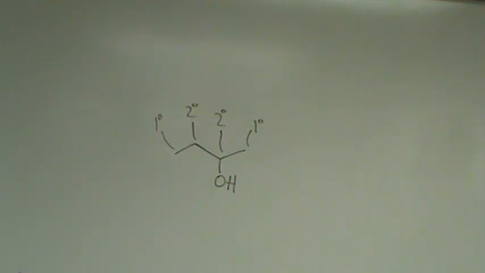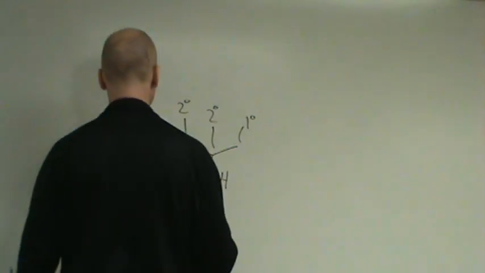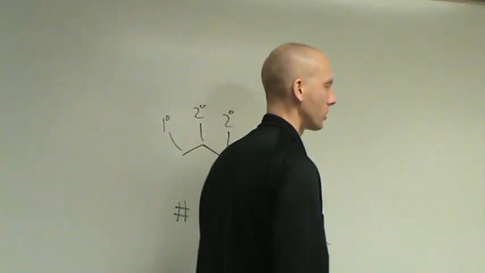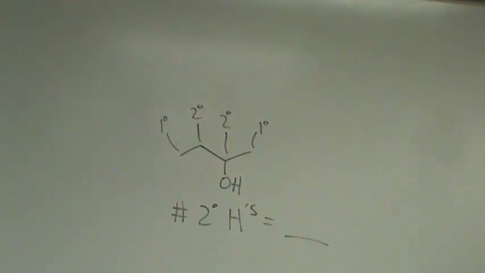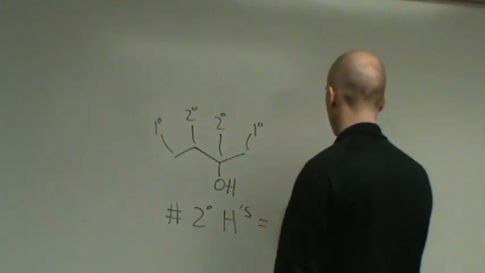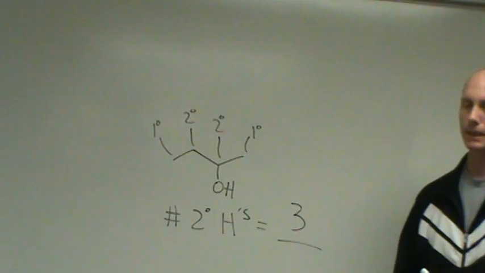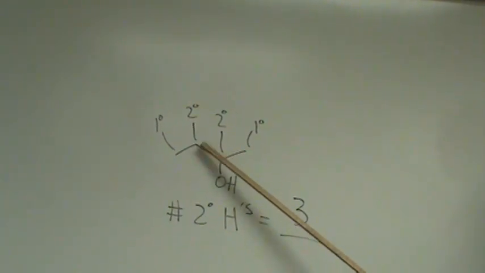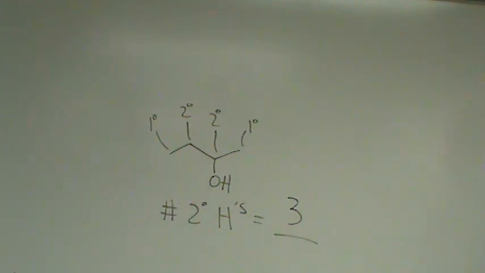Okay. I might ask you, what is the total number of secondary hydrogens in that molecule? What do you think? What's the total number of secondary hydrogens? 3. Okay, 3. So where are they coming from? Well, there's 2 on that one, and there's 1 on that one.